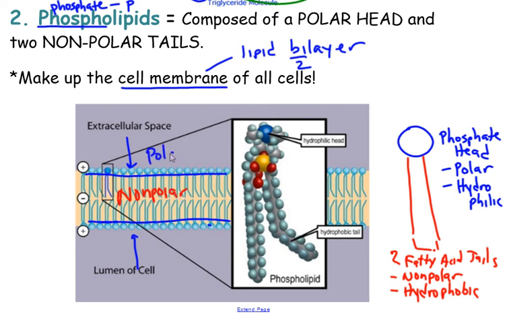So nonpolar everywhere in the middle, polar everywhere outside and inside. So it creates a nice barrier to keep things out and to keep things in. And later on we'll talk about how this specific structure allows the cell to kind of maintain homeostasis when it comes to things coming in and out, whether it's water or other nutrients that the cell needs.